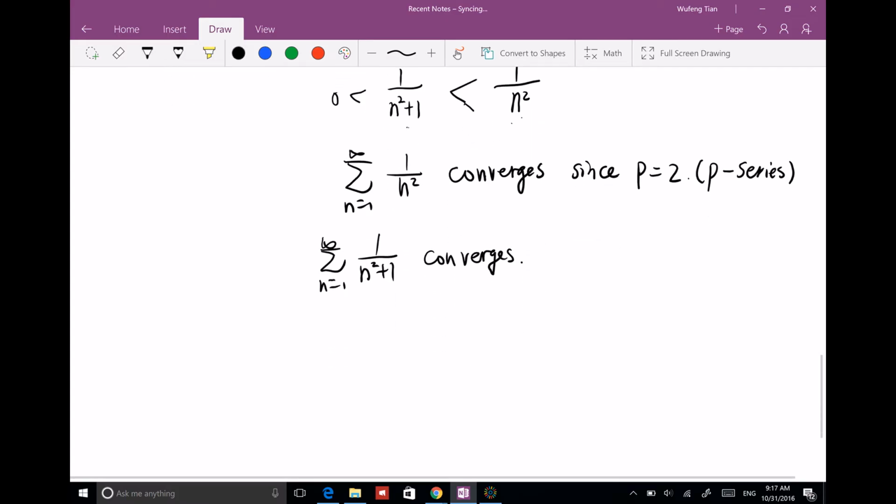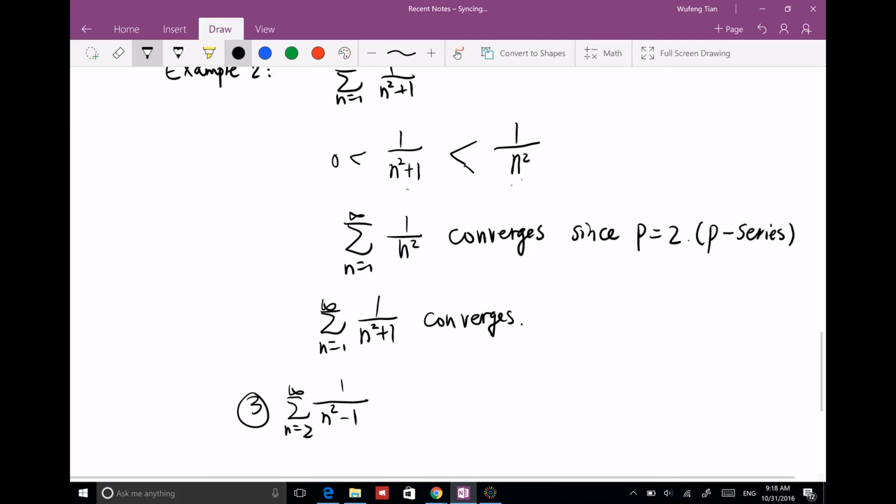Alright. Now, excuse me. How about the series 1 over n squared minus 1, from n equals 2 to infinity? How about this one? Previously I gave you 1 over n squared plus 1, right? Now I gave you the series from 2, 1 over n squared minus 1.